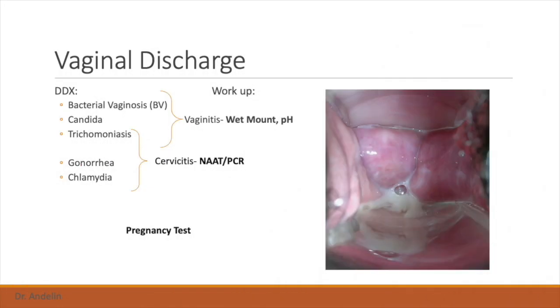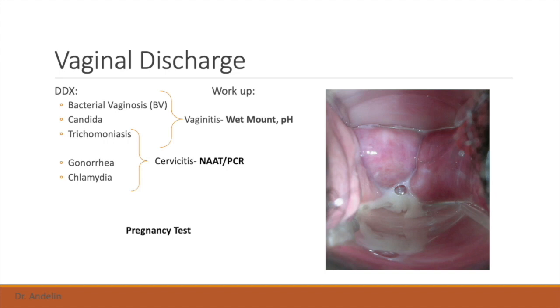To help narrow that differential diagnosis, we would utilize a wet mount of the vaginal discharge, pH of the vaginal discharge, and a PCR test looking for gonorrhea and chlamydia and potentially trichomonas. You may also see the term NAAT, which stands for Nucleic Acid Amplification Test. PCR, or polymerase chain reaction, is a type of nucleic acid amplification test. Most commonly, you will just see PCR.